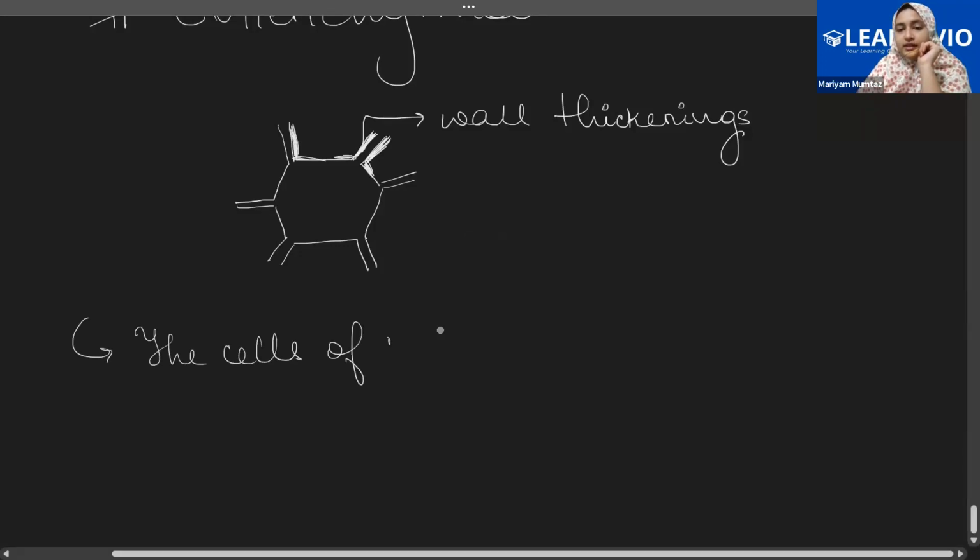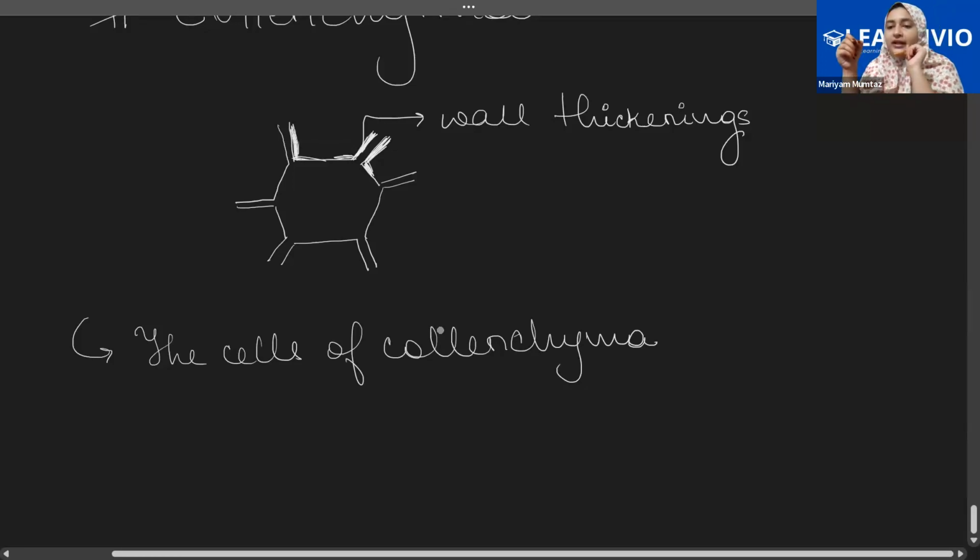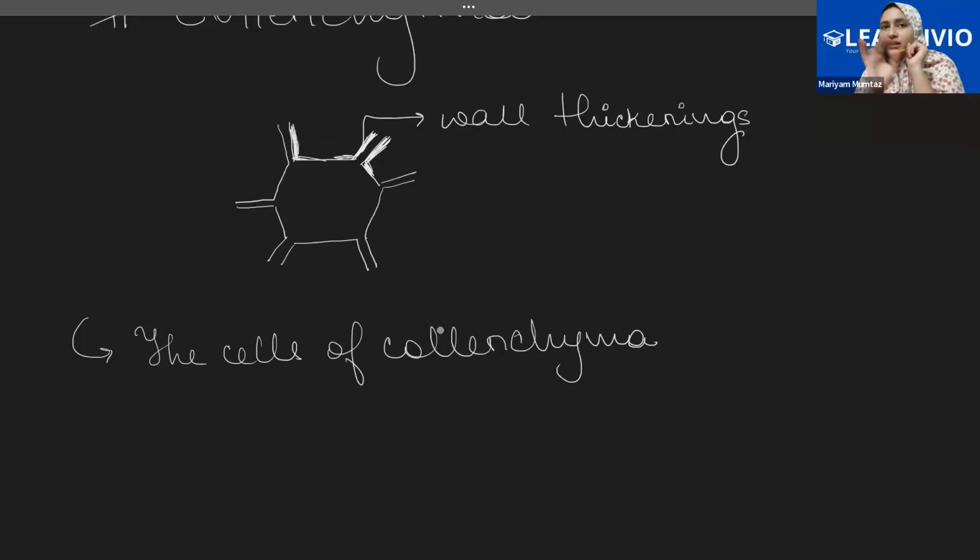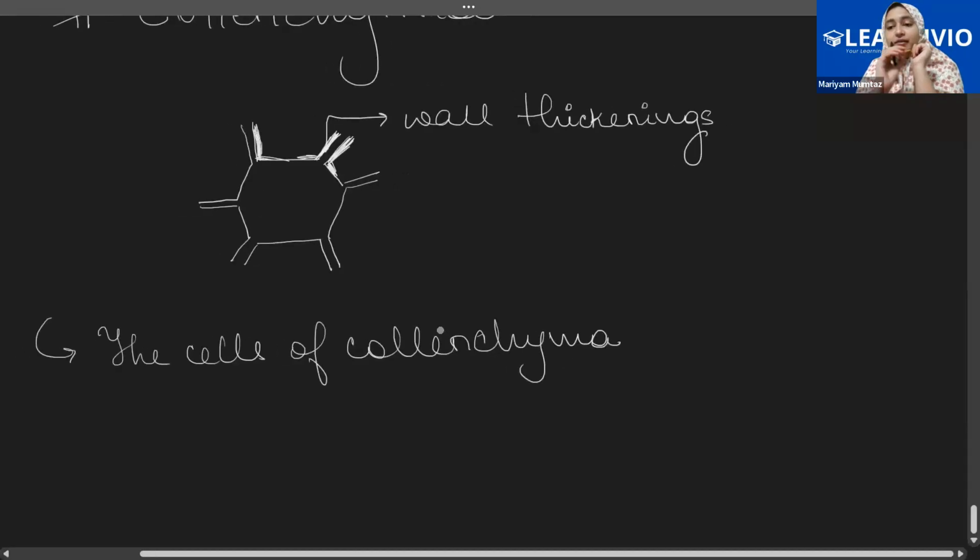of collenchyma, they are living cells. Remember, many a times this thing can be asked in MCQs, like which of the following has all living cells, and they'll give you certain examples. So if collenchyma is the option, you mark it right, because we know that the cells of the collenchyma are living. All of the cells are living. You can't find dead cells in there. Now talking about the shape and the structure of the cells.